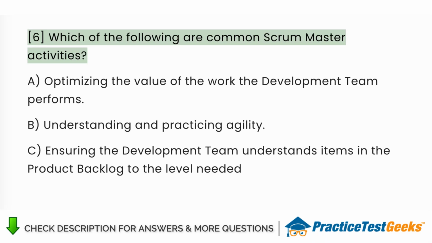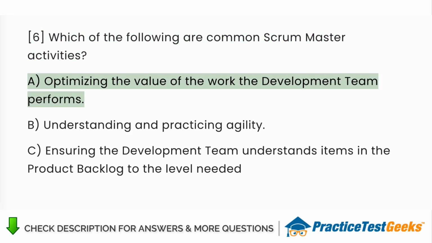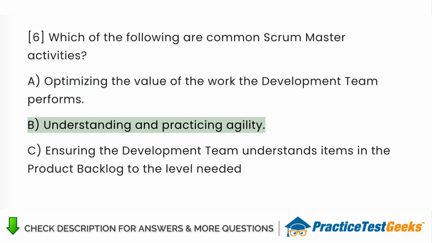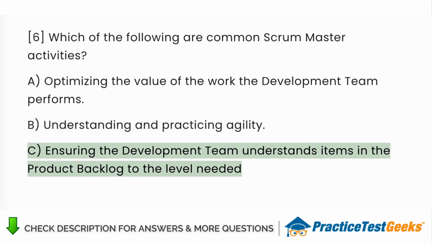Which of the following are common Scrum Master activities? A. Optimizing the value of the work the development team performs. B. Understanding and practicing agility. C. Ensuring the development team understands items in the product backlog to the level needed.